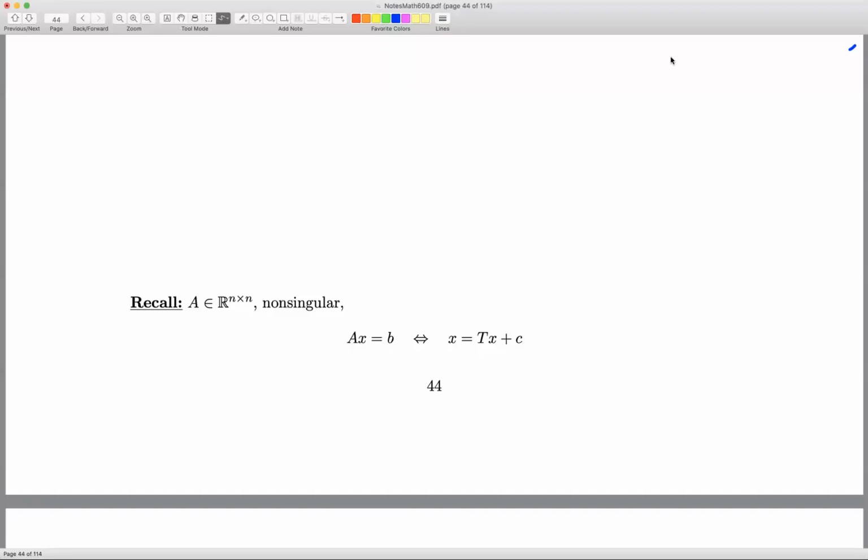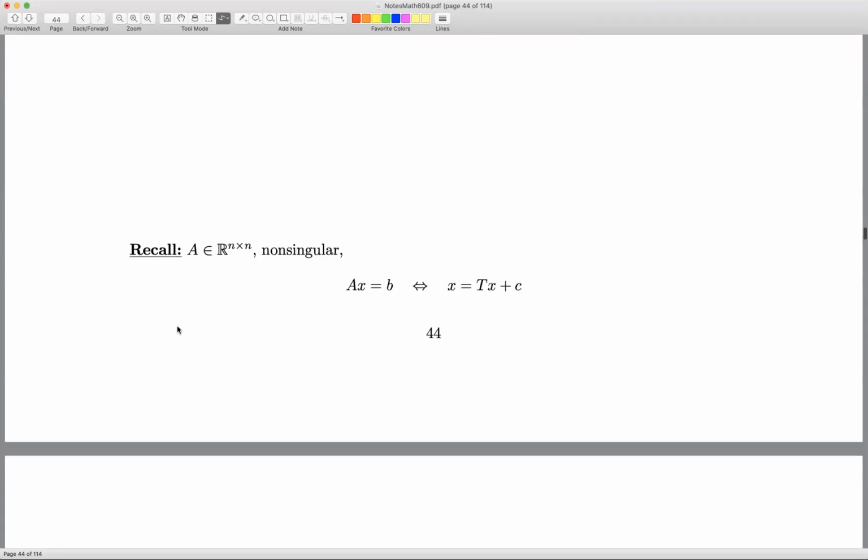Hello, we continue with lecture number 7 for Math 609. Last time we were discussing iterative methods. So let me start with a short recollection of what we were discussing.